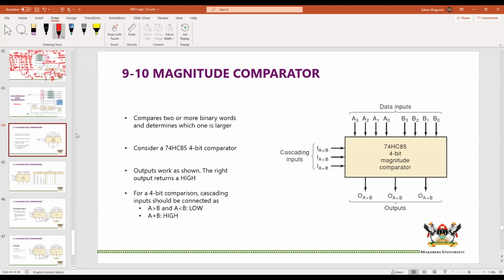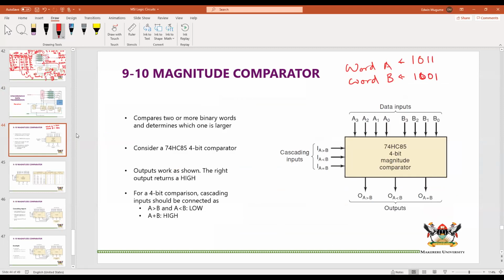Let us go to a magnitude comparator. A magnitude comparator, as the name suggests, you are comparing magnitudes of 2 words. These are your data inputs. You have word A. As you can see, these are 4-bit words. And you have word B. And you are comparing word A and word B. Let's assume that this is 1011 and 1110.